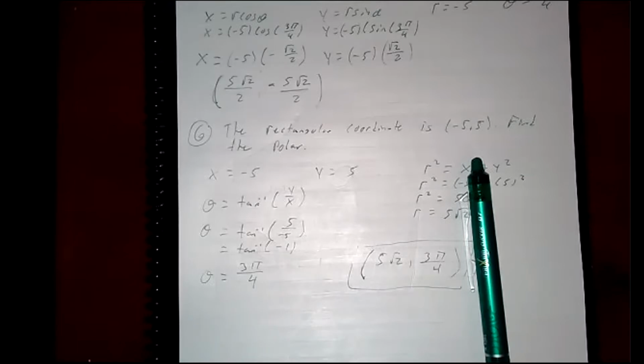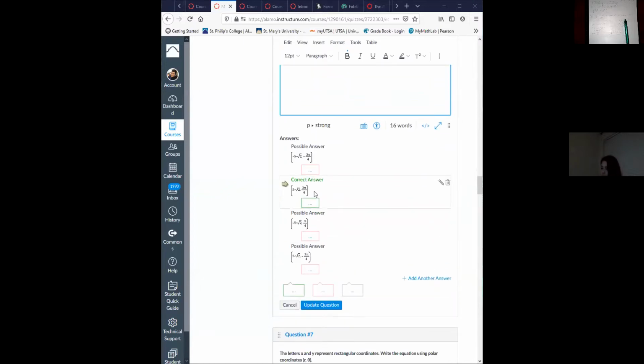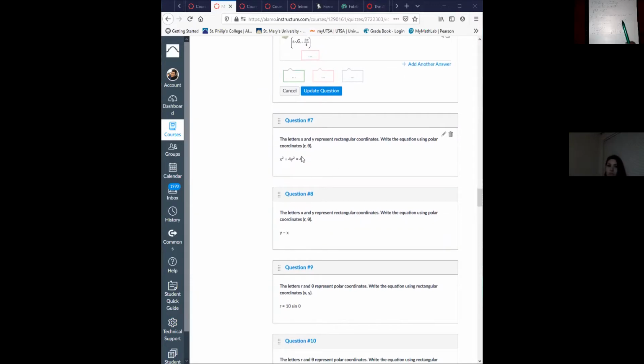All right. Let's see what they got for an answer. Yeah, it looks like 5 root 2, comma 3 pi over 4. Yeah, that's what we got. All right, number 7. Here's when we start changing equations into polar. We did a bunch of these too. Let's do number 7.